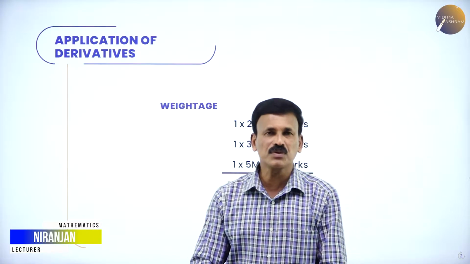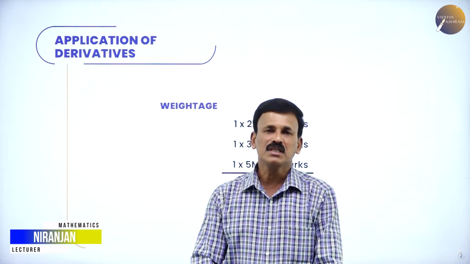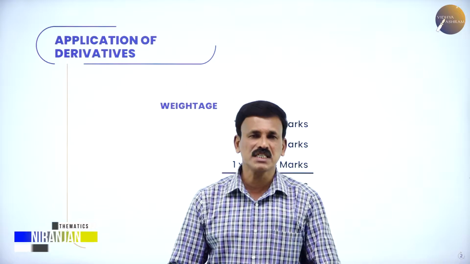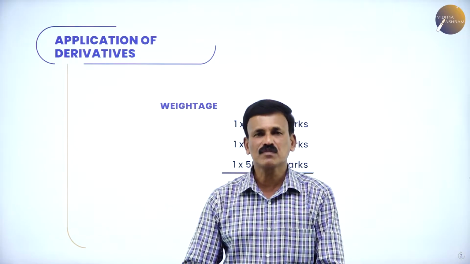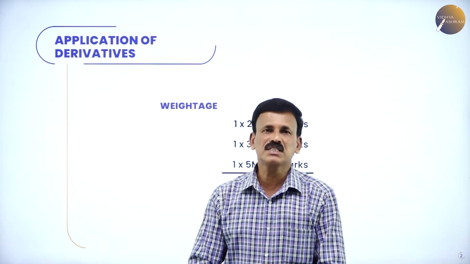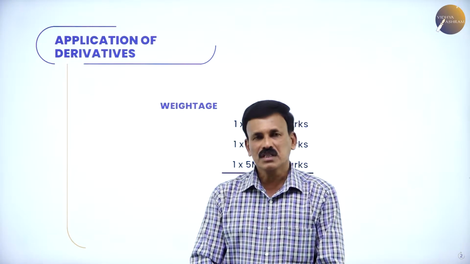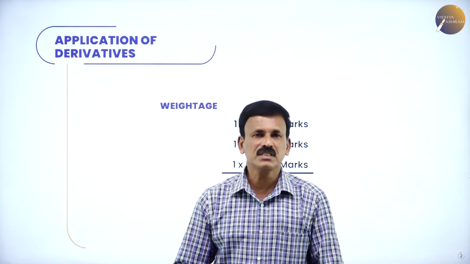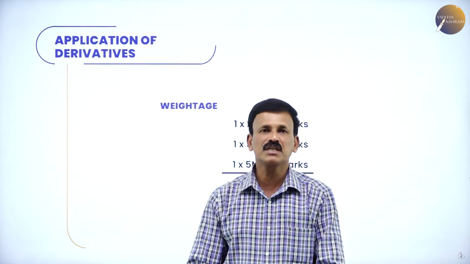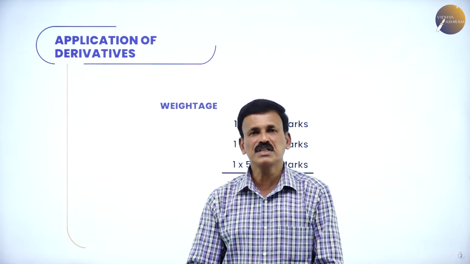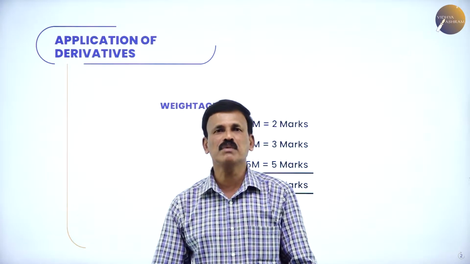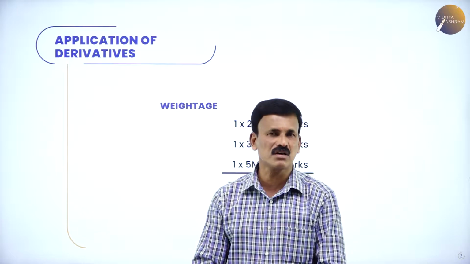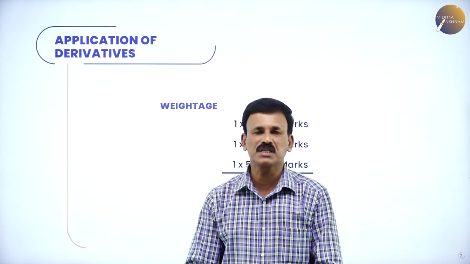The first concept we are going to study is the rate measure, then the equation of tangent and normal, finding the slope, then finding the equation of tangent of a curve, then increasing and decreasing functions, then approximation, finding the approximate value using differentiation, and finally maxima and minima. These are the 5 concepts we are going to study in application of derivatives.